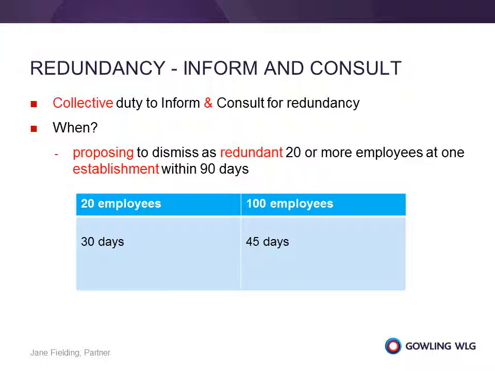And you can see that unlike TUPE, there are some minimum time periods here. They are minimum time periods which have to elapse between the start of the information and consultation process, so when the information is given to the reps, and the first of the redundancy dismissals taking effect. And as you can see, the length of time depends on how many staff are concerned. So 20 to 99 people, it's 30 days, 100 or more, it's 45.